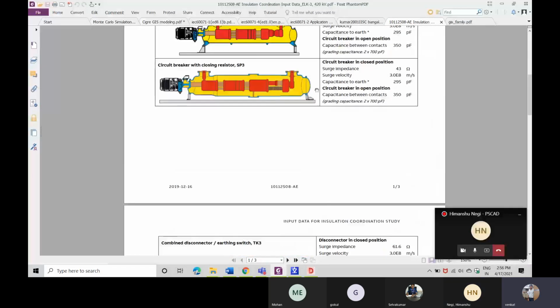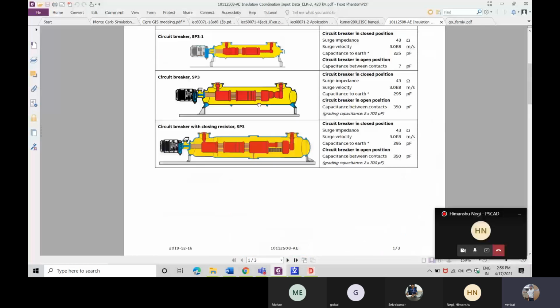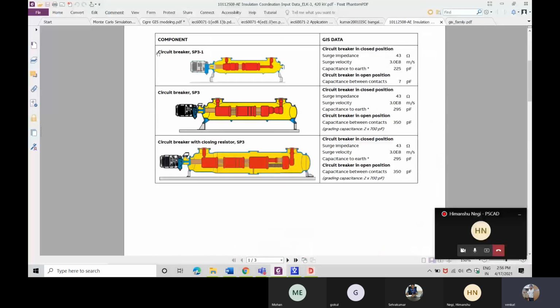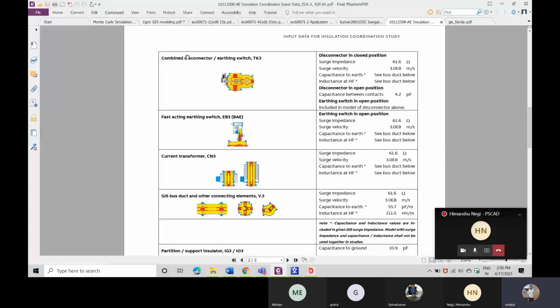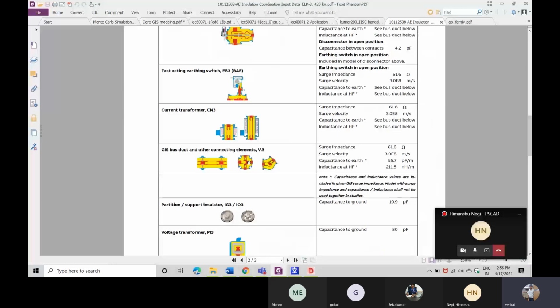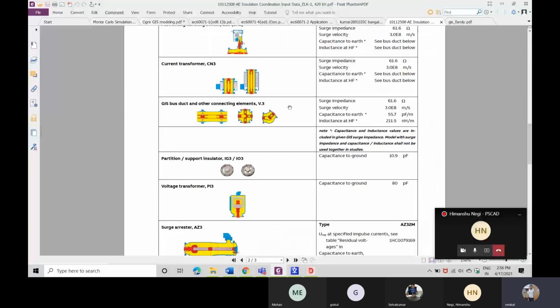Here you can see this data sheet provides all the information: how you have to model a particular circuit breaker, a particular disconnector and earthing switch, current transformer, and GIS bus duct. How you have to model that depends on this input, which we have to get from the customer.